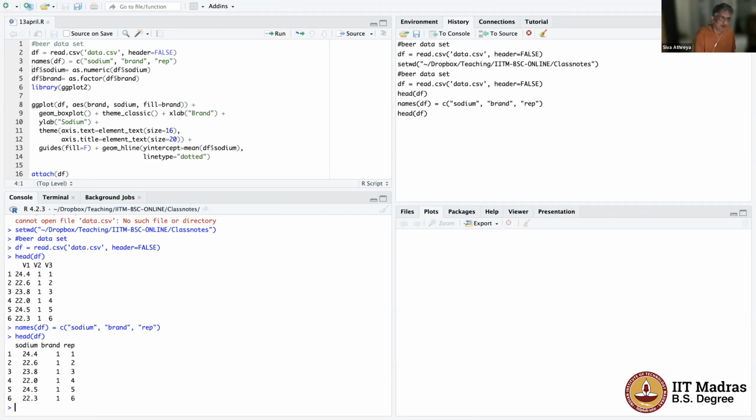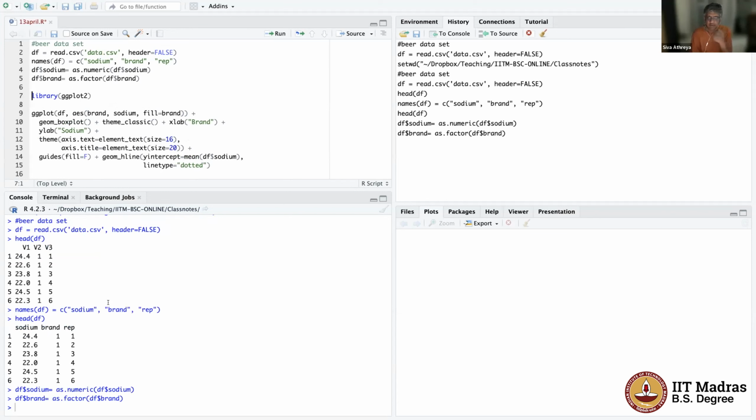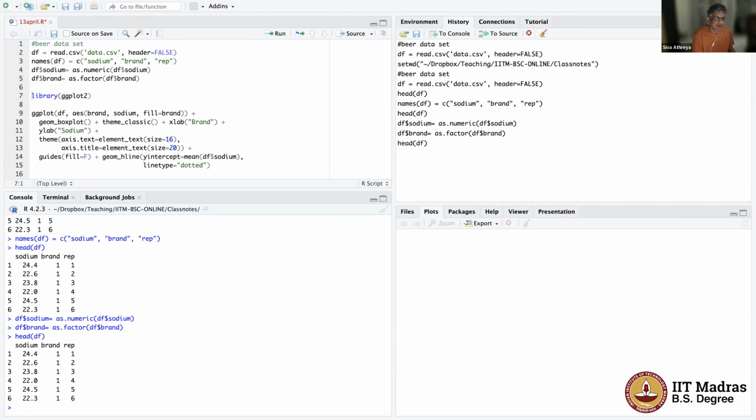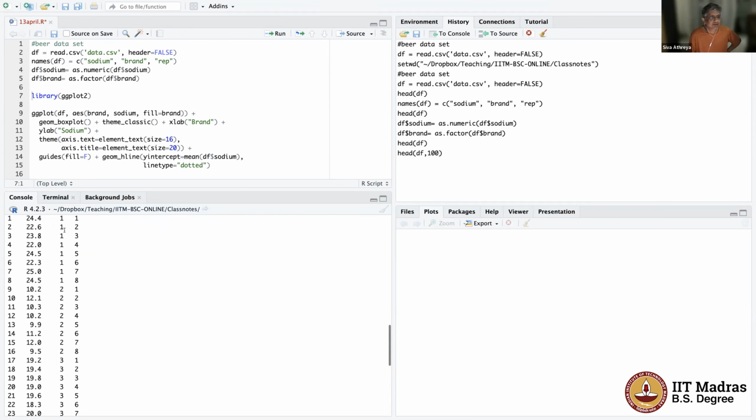Now I will need to plot. I just want to see how the sodium varies across each brand. Let's look at head DF, for example, the first 100. Brand one has a certain number of values, brand two a certain number of values, and so on. I just want to see how the brands vary across.